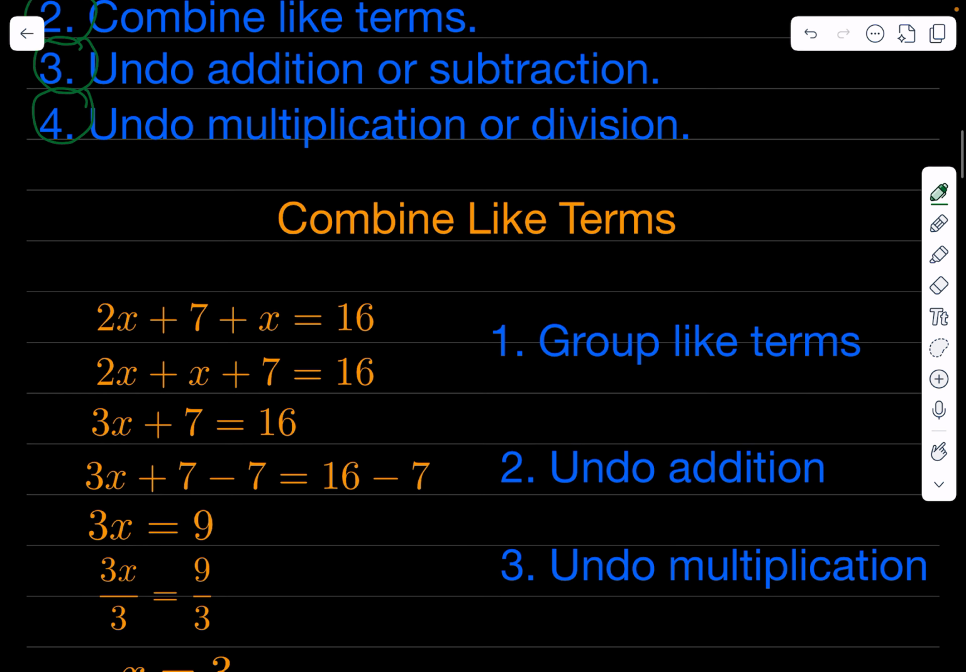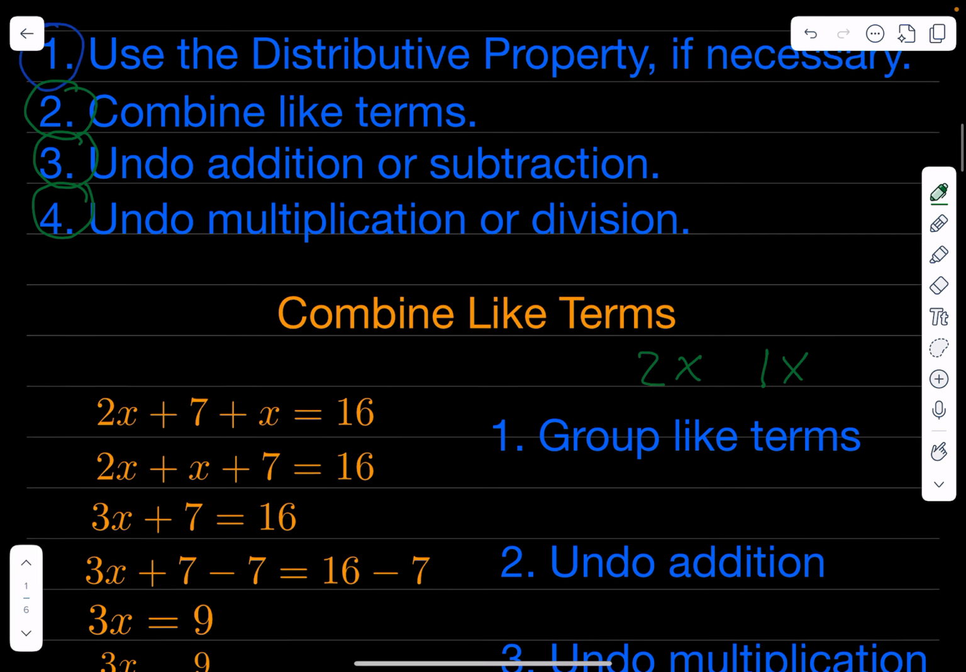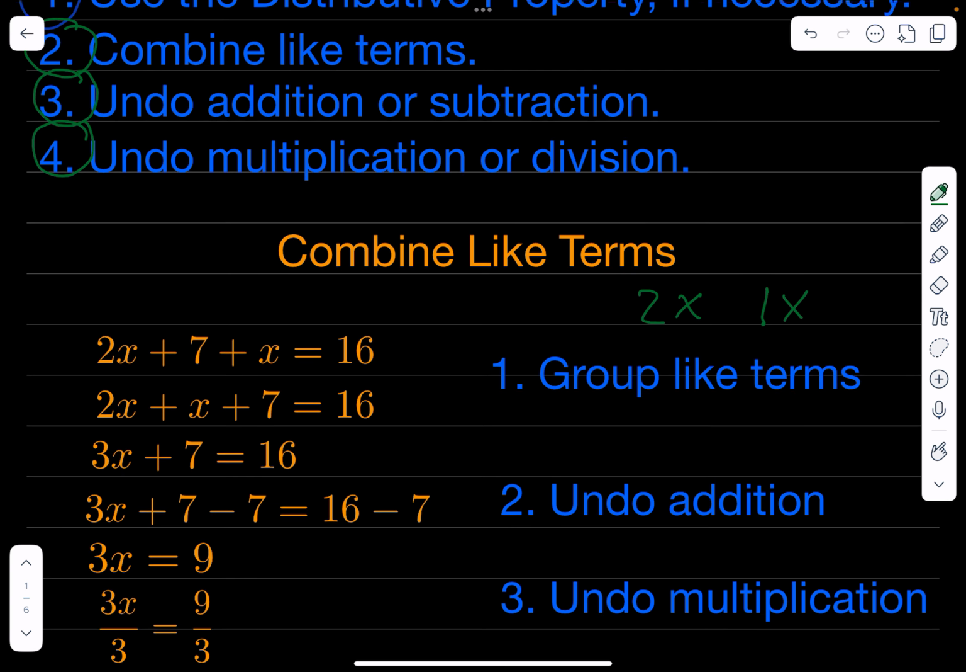So, let's talk about like terms for a second. A like term means we've got a variable and another variable with some sort of number in front of them, and our variable has the same exponent. So here, I've got a 2x and a 1x. They are both x's, so we can combine the 2 and the 1. If I made this an x squared, I can't add an x and an x squared. So a like term means a variable with the same exponent.